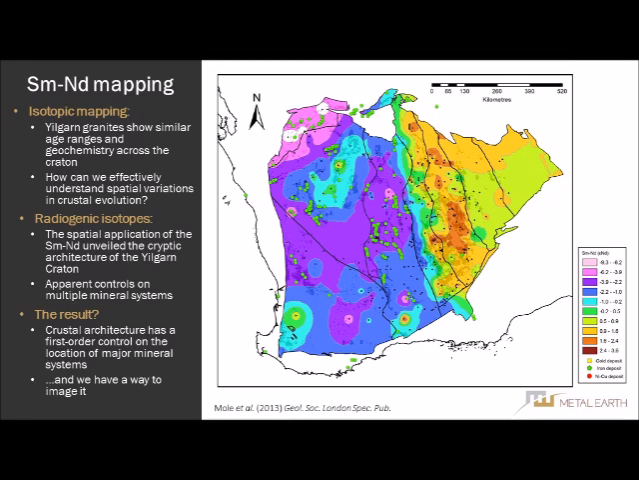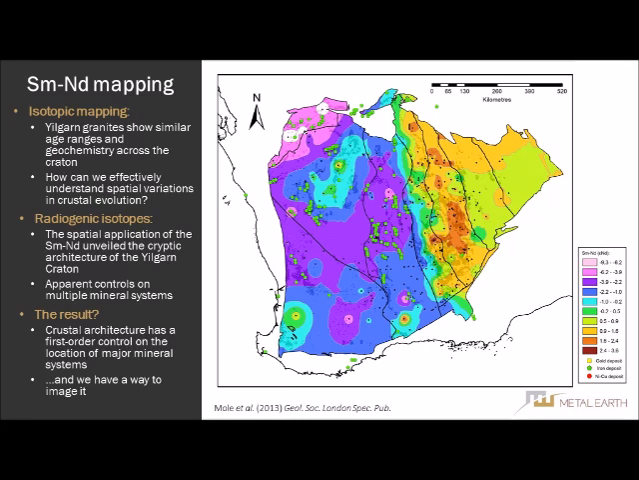So moving on to why we think we need isotopic mapping. In the Yilgarn, we see quite similar geology on a broad scale, and similar geochemistry and age of granites, zircon age. So even though we can see subtle variations, broadly speaking, the granites and the crust are not that different from place to place. So how can we effectively understand spatial variations in crust evolution, bearing that in mind?